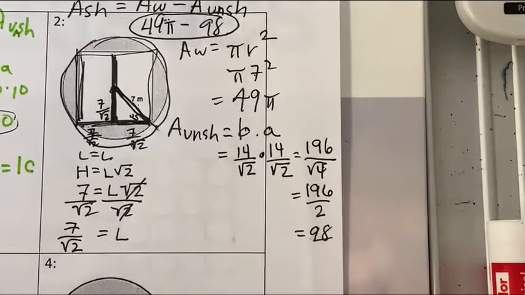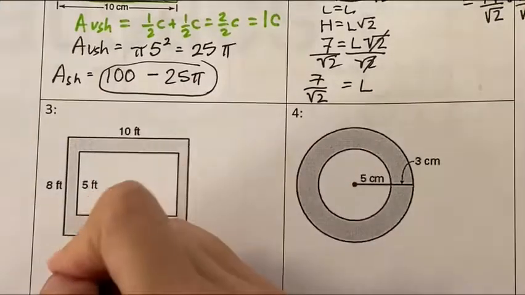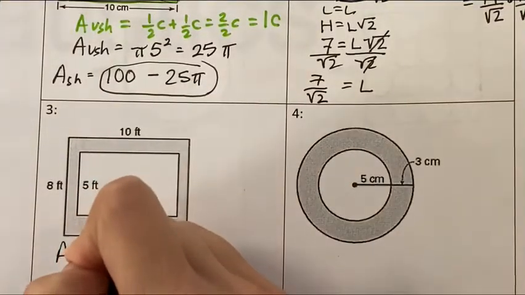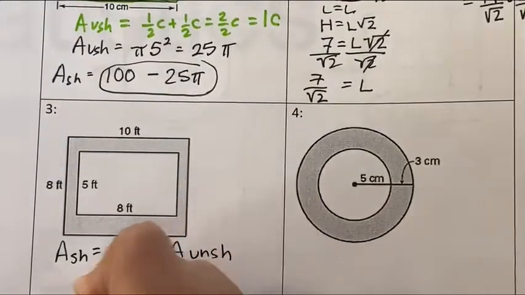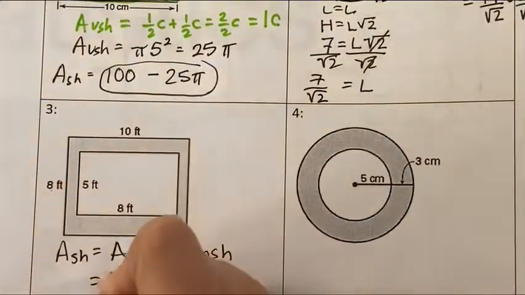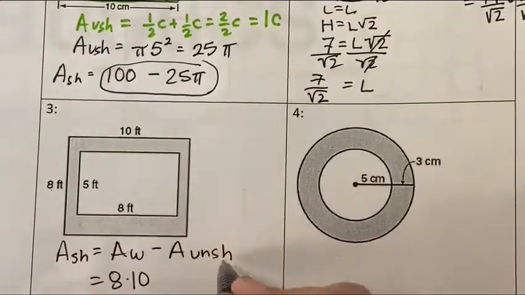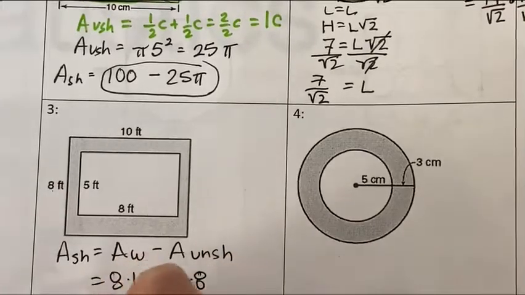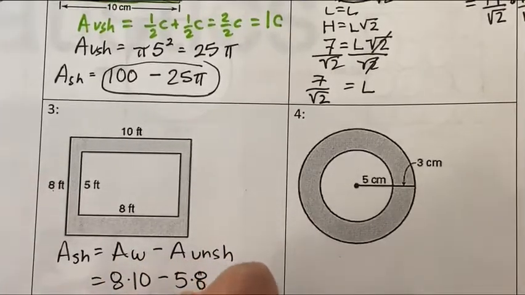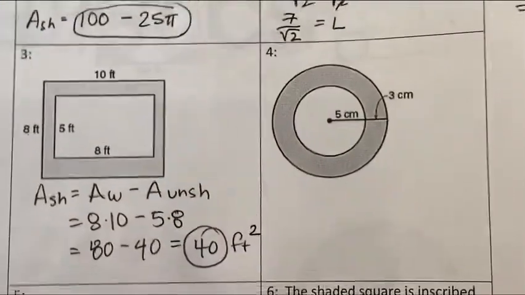All right, let's do another one. The area of the shaded is the area of the whole minus the area of the unshaded. The area of the whole thing would just be 8 times 10, right? The area of the unshaded would be 5 times 8. So we get 80 minus 40, which is 40 feet squared.